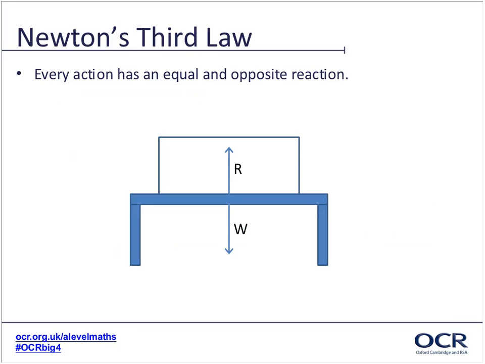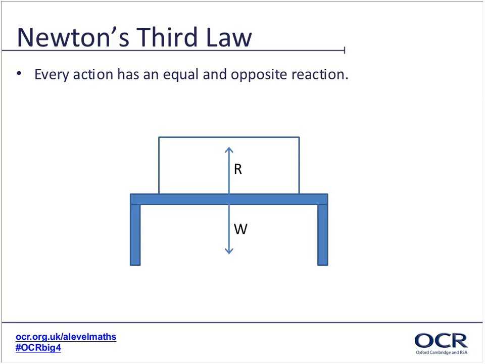So Newton's third law. Newton's third law tells us every action has an equal and opposite reaction, and the standard context we often think about is this box on a table, where we have the weight W acting downwards, and we've got this reaction force acting upwards. So far, so good. And they are equal, and they are acting in opposite directions. So this is an example of every action has an equal and opposite reaction.